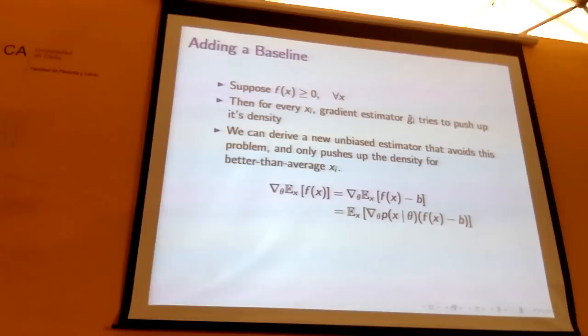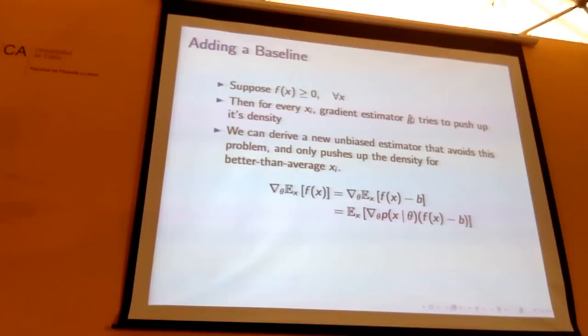So that seems stupid, because what if it's like the minimum value of f of x? What if it's a really bad sample, x sub i? Then we should push down the density of that sample. So we only want to push up the density of samples that are better than average, assuming that we're trying to maximize it, right?